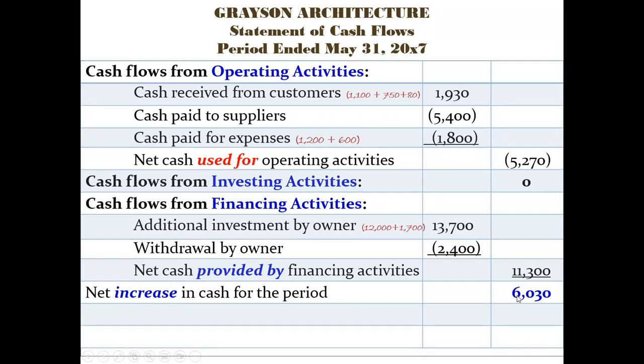So the theory says that the statement of cash flow explains the change in cash. There it is. The only thing that we have done is to break it out into the different activities.